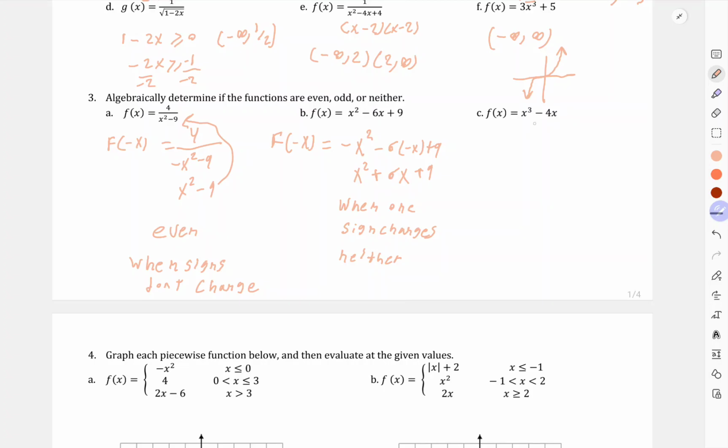And odd. Odd is basically when both of the signs have changed, right? So when we go f of negative x, we plug in negative x. Well, negative x to the cube is just negative x cubed again. And then this is plus 4x because negative and negative equal positive. So when both signs change, it's odd.